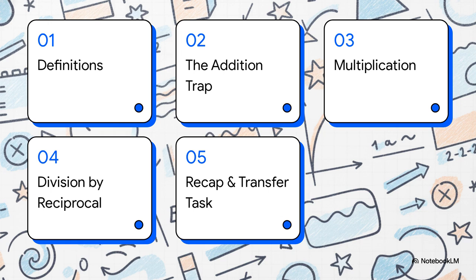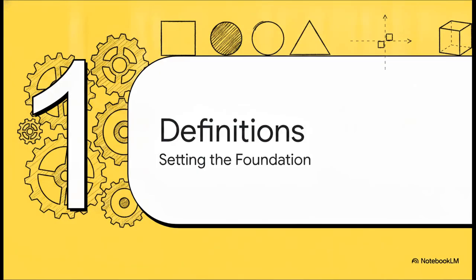Here's our roadmap for today. 1. Definitions. 2. The addition trap. 3. Multiplication in action. 4. Division by reciprocal. And 5. Recap and transfer task.